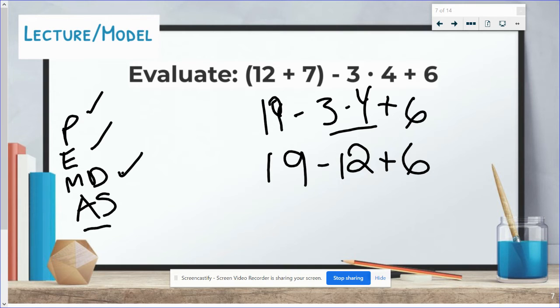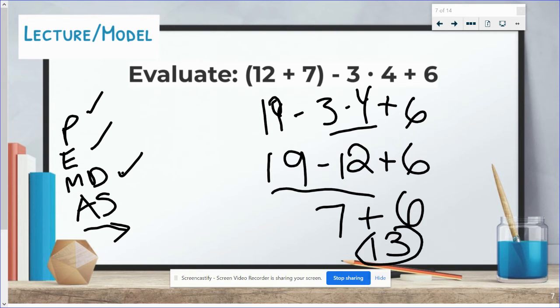Now next is adding and subtracting. And now here's a very important thing to remember. Even though technically it says adding first in the acronym, it's all one step, addition and subtraction. It's all one step, and we do it from left to right. So I'm going to do that 19 minus 12 first, which would be 7. And then I have 7 plus 6, which would be 13. So the value of this expression would be 13.